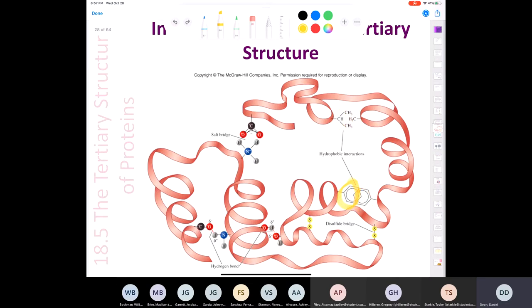And then the last one that's shown on here is a salt bridge. We have a carboxylate from one R group, and we have a protonated amine from a basic R group. There we go. We have that electrostatic interaction. And so what do we have if we list them all? We've got salt bridges. We've got hydrophobic interactions. We've got hydrogen bonding, and we've got disulfide bridges.